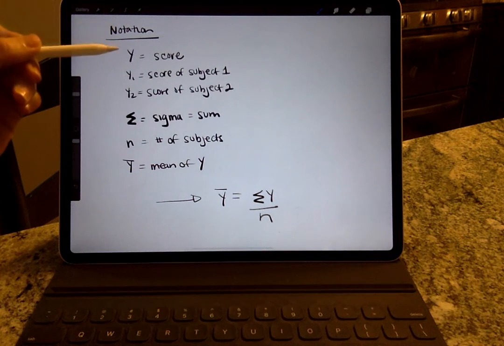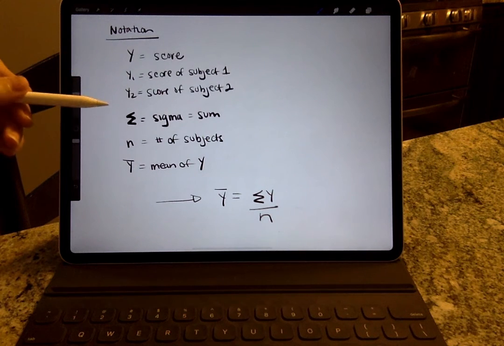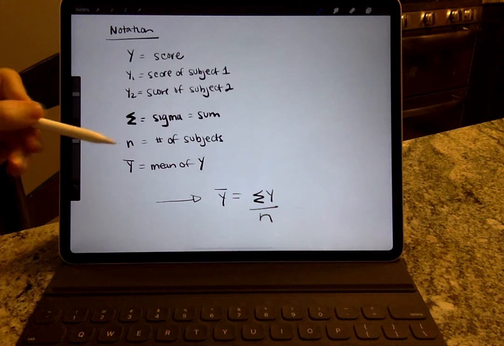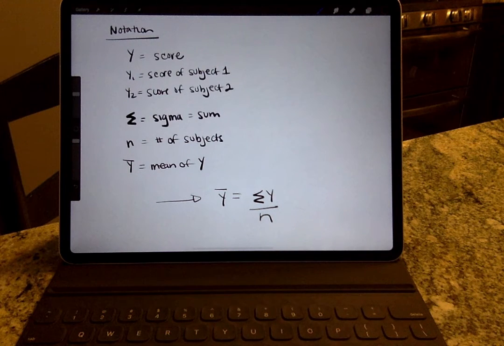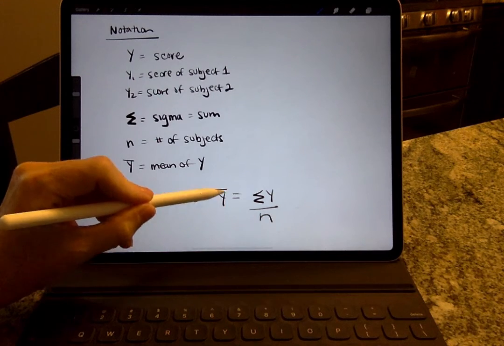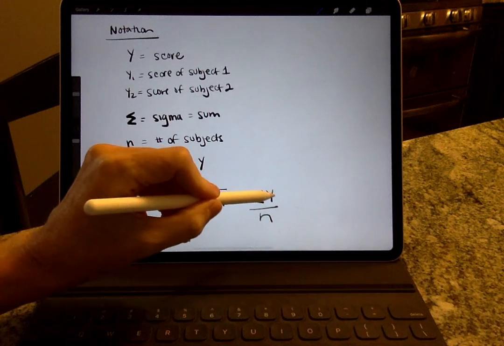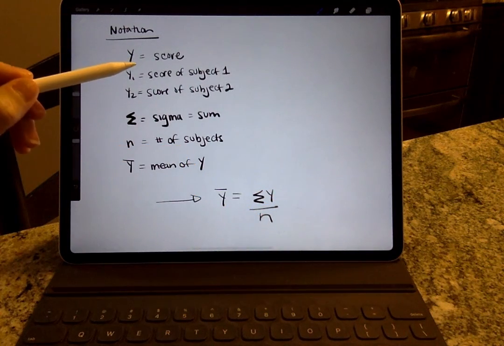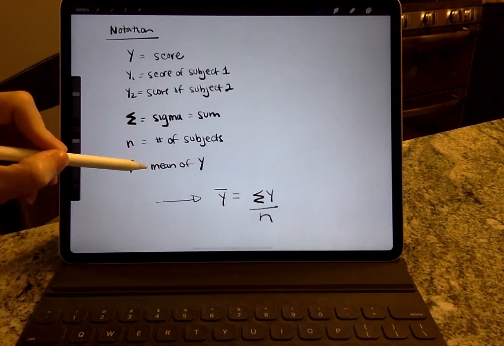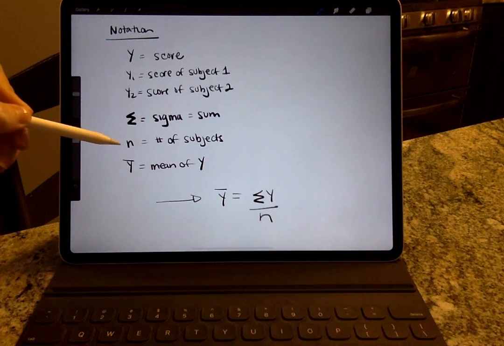All right, so Y is the score, a number next to it refers to a specific score, sigma is the sum, N is the number of subjects, and Y bar is the mean. So, putting a lot of this stuff together, not that you need to memorize formulas, Y bar, which is the mean, is equal to the sum of the Y's divided by N. So the mean of Y is equal to the sum of the Y's divided by N.